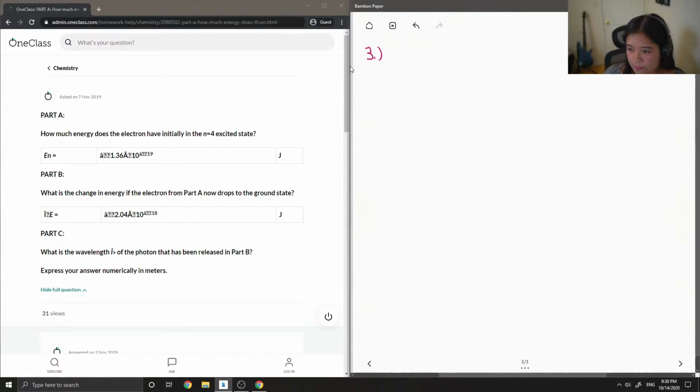Okay, so on to 3A. How much energy does the electron have initially in the n equals 4 excited state? I'm going to use this equation here, where E, the energy, equals RHC over n squared. R is Rydberg's constant. H is Planck's.